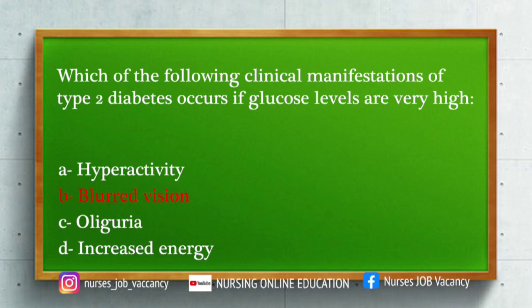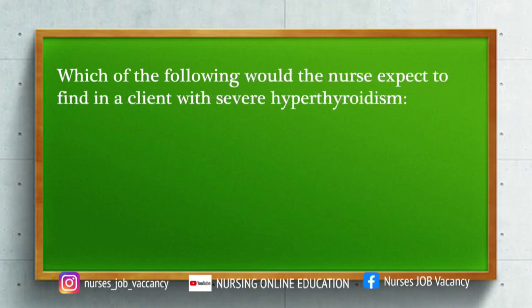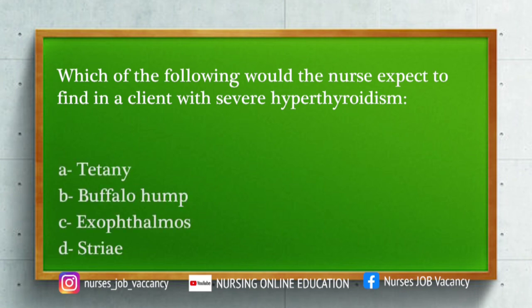Next question. Which of the following would the nurse expect to find in a client with severe hyperthyroidism? A. Tetany. B. Buffalo hump. C. Exophthalmos. D. Striae. The right answer is C. Exophthalmos.